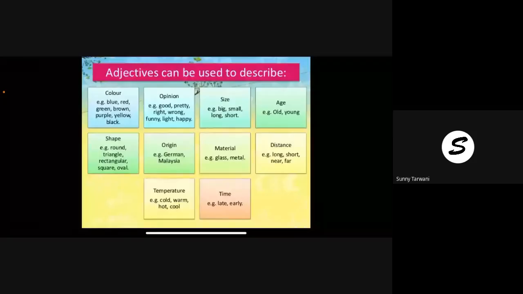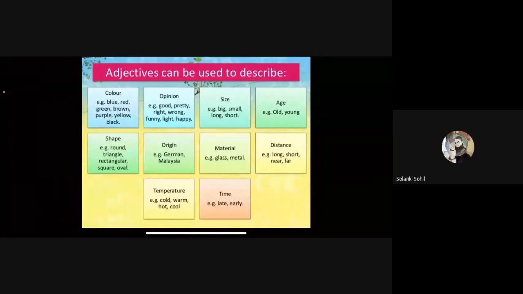So adjectives are used for describing all these things: color, opinion, size, age, shape, origin, material, distance, temperature, time. For describing all these things, we need adjectives, and examples are already given, which you just read. So all these words are adjectives. But in which category do they fall? So for that, we need to learn the kinds of adjectives. Do you remember how many kinds of adjectives there are? Do you remember some names?